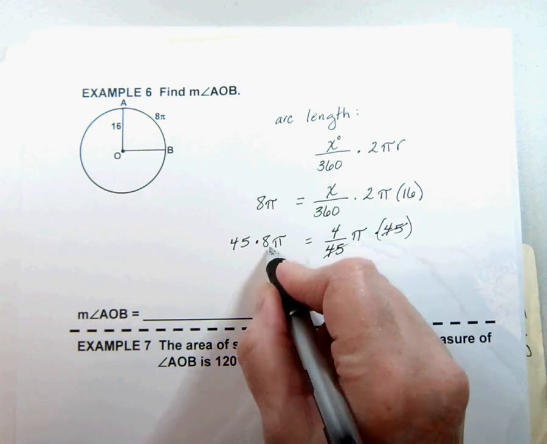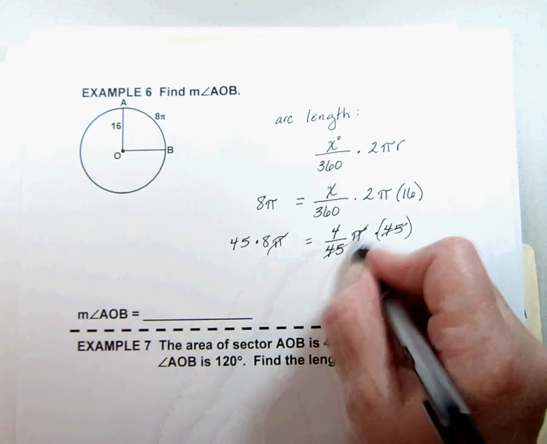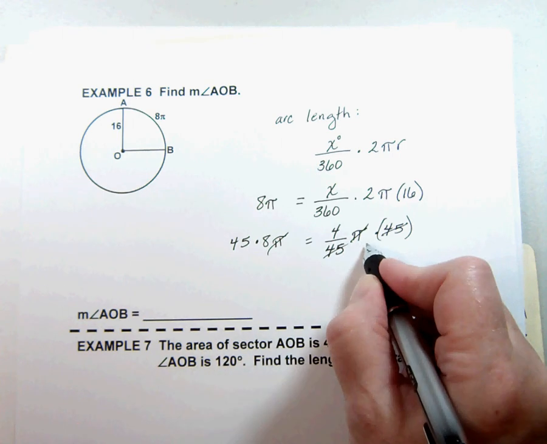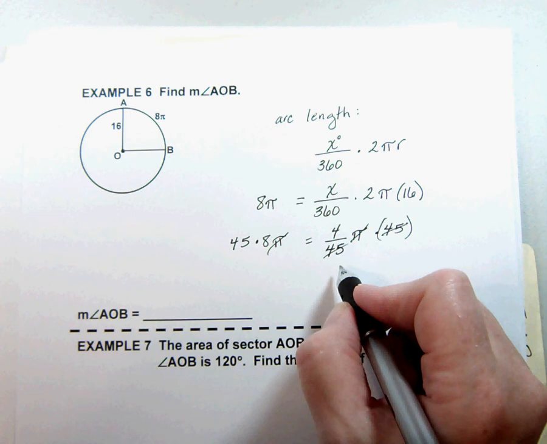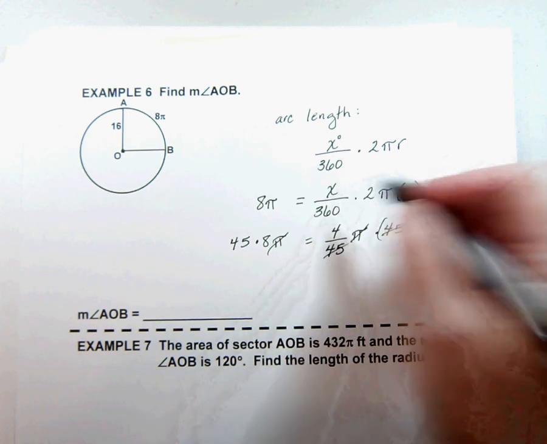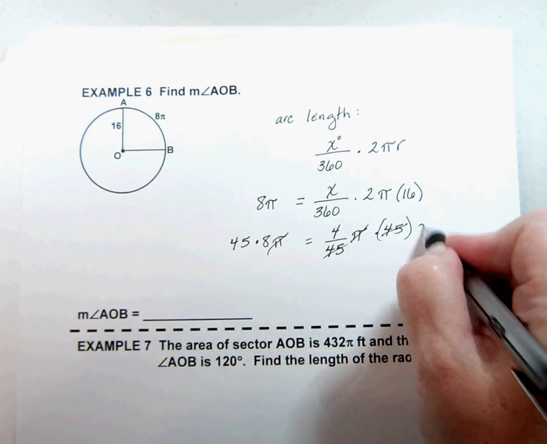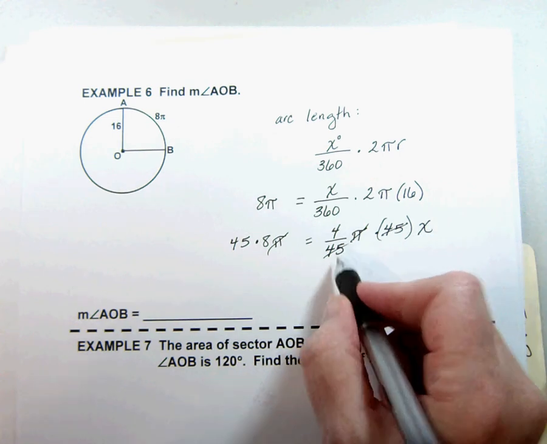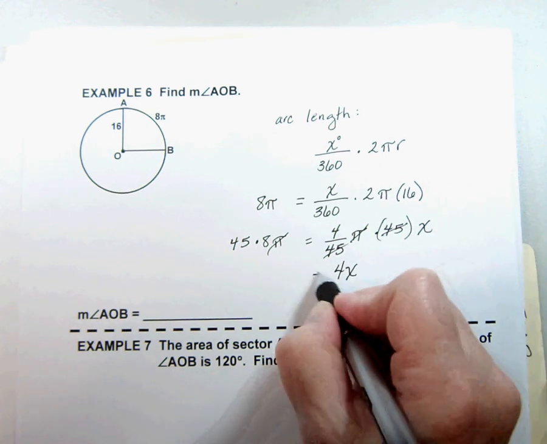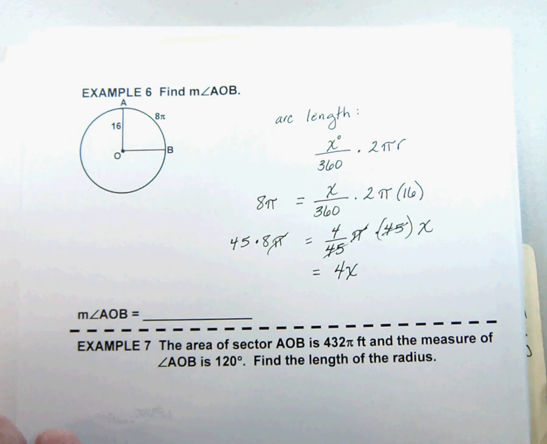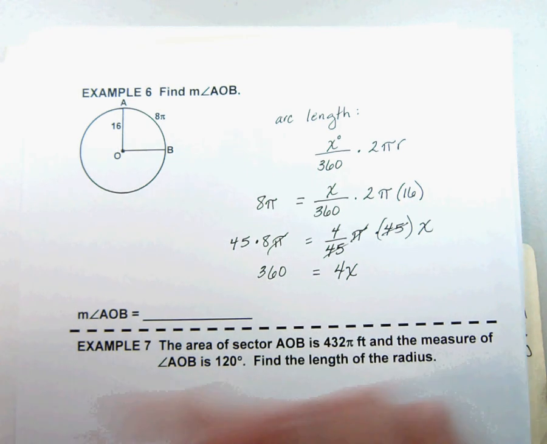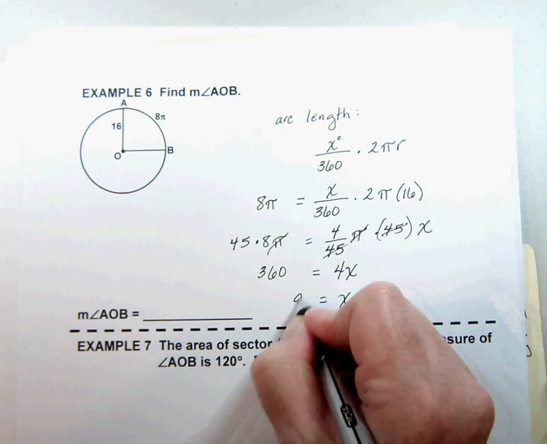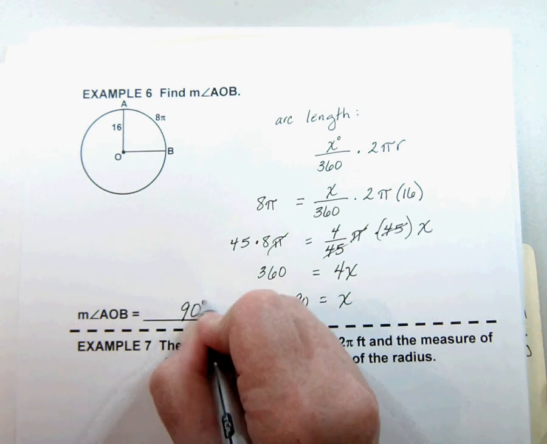Now the pi's we could divide out too, so if we divided out the pi on both sides, those would also be gone. So you get, oh, I left off my x. This is going to have an x with it. So this would be 4x is equal to 45 times 8 is 360. And 360 divided by 4 is 90. So your x is 90. That means it's a 90-degree angle.